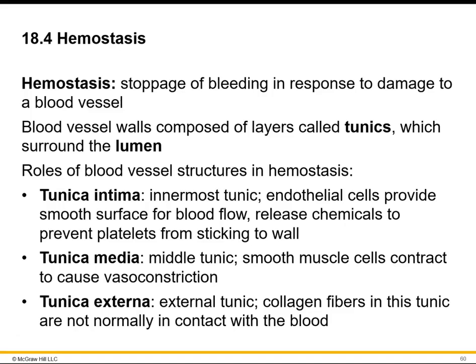Next, you have the middle layer of the blood vessel. This is the tunica media, and it contains smooth muscle cells that can contract in order to cause narrowing of the blood vessel, or vasoconstriction. And then finally, the outermost layer of the blood vessel wall is going to be the tunica externa. And this is just basically connective tissue that kind of holds the whole structure together.